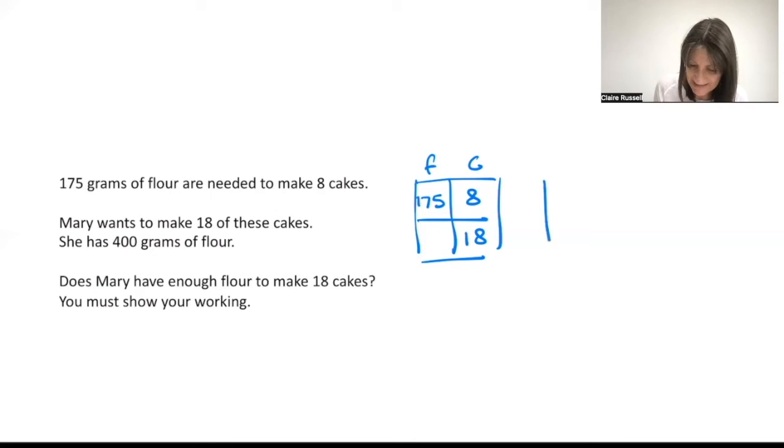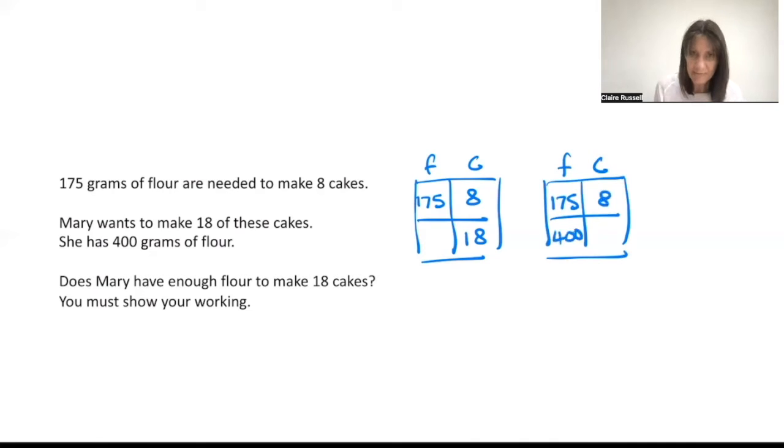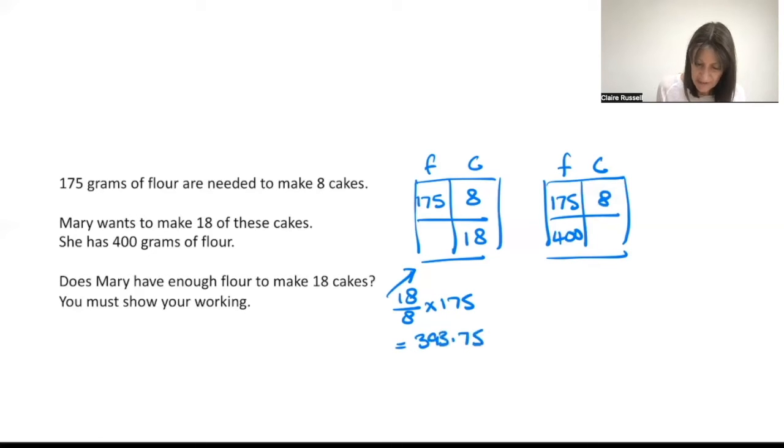What it means is I could have actually chosen to use one or the other. If I use this one, I would end up with 18 divided by 8 times 175. And that would give me 393.75. So my answer is yes. She's got 400 grams. She has just enough really to do what she wants to do.